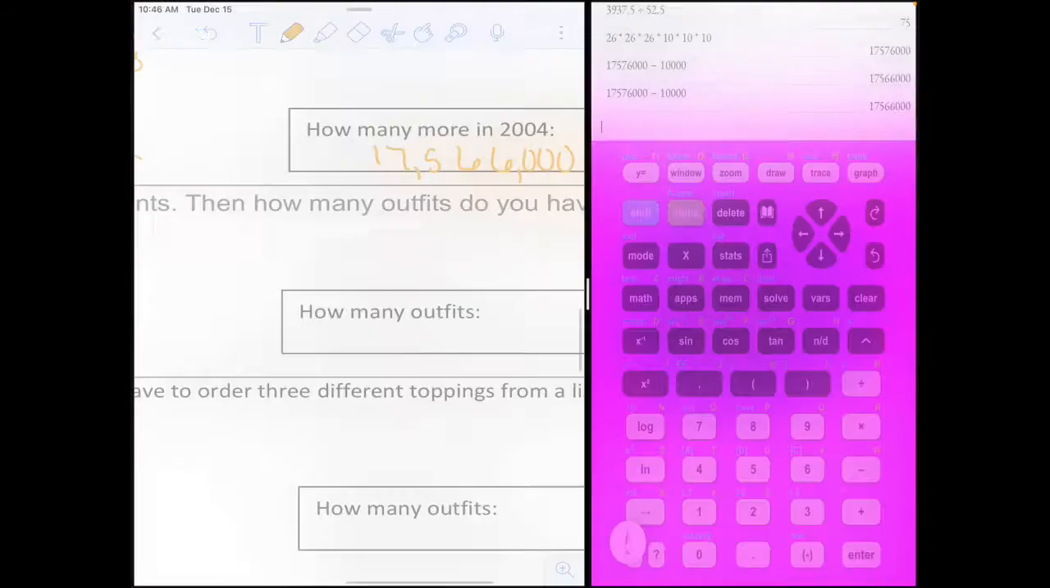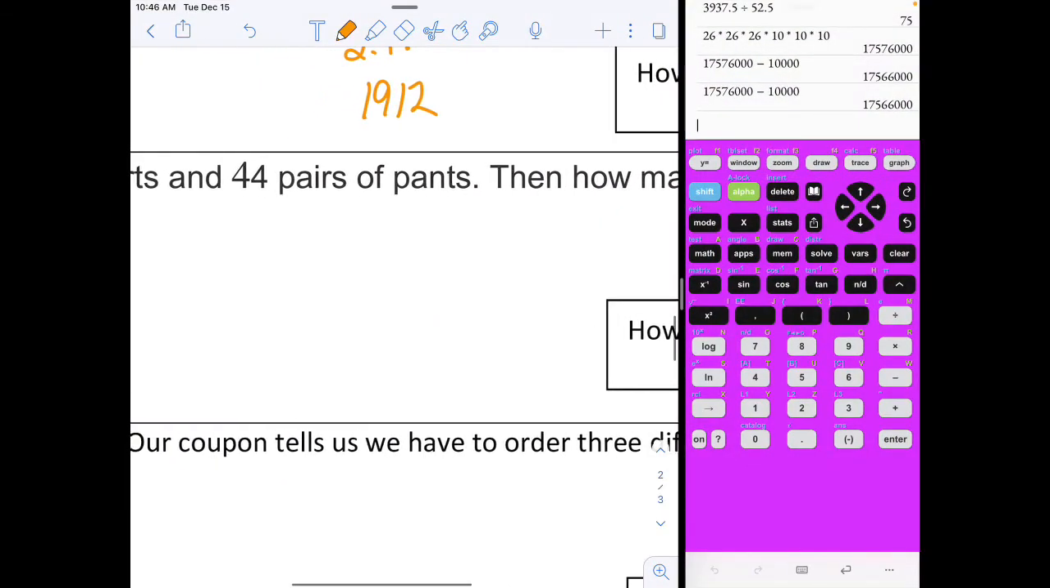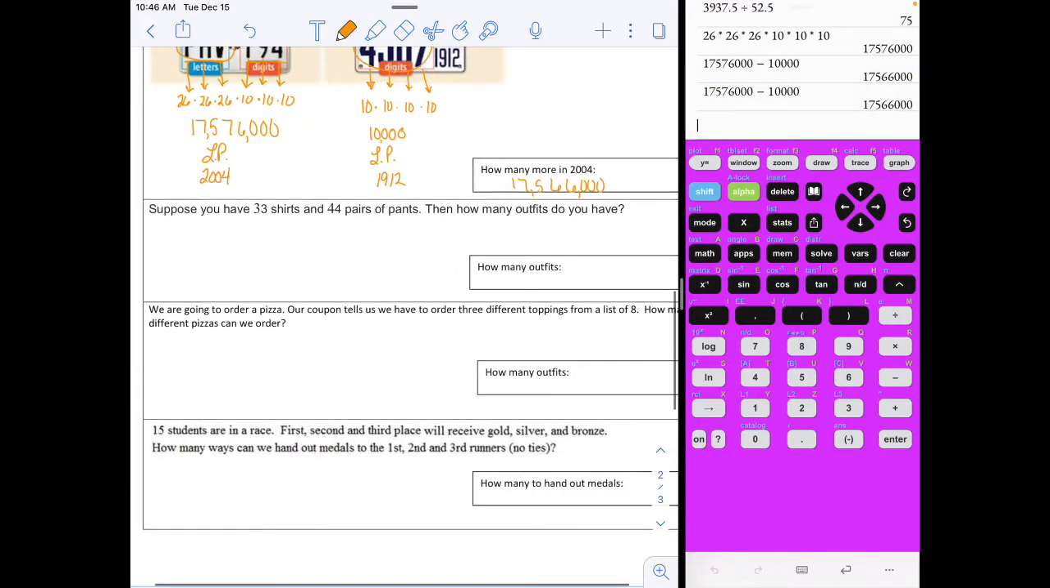Let's take a look at the next problem. You're going to keep that calculator pulled up because we're going to need it today. Lots of multiplying. Suppose that you have 33 shirts, 44 pairs of pants. How many outfits do you have?